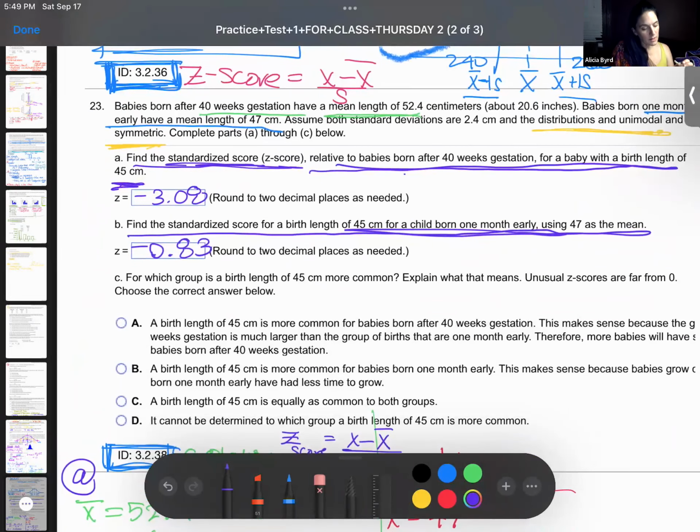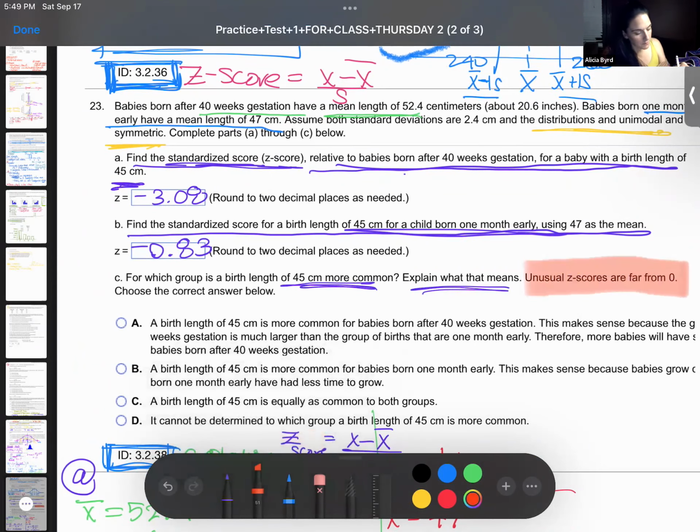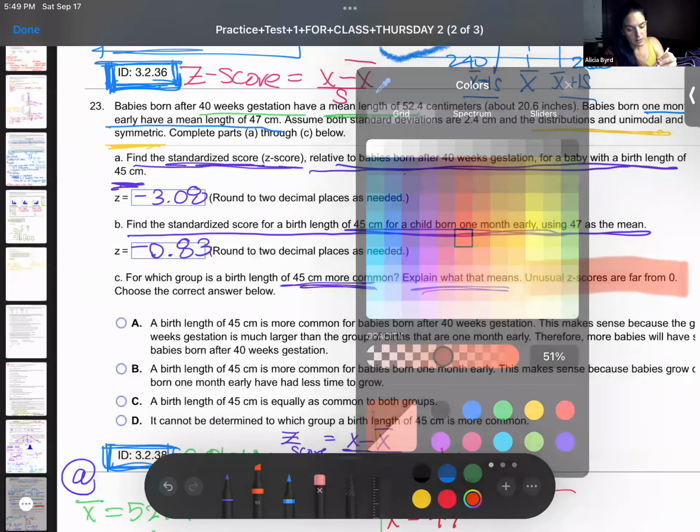So let's look at this. Now that we have the numbers, we want to interpret it, right? For which group is a birth length of 45 centimeters more common? Explain what that means. And they've given you a helpful hint here, right? So this is always nice. Unusual z-scores are far from 0. Now, when we say that, we're talking about absolute value, like the distance that it is from 0.